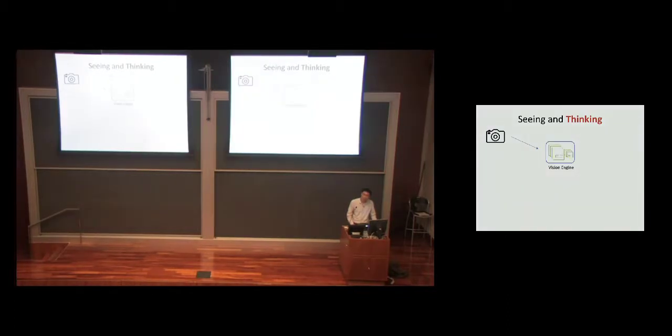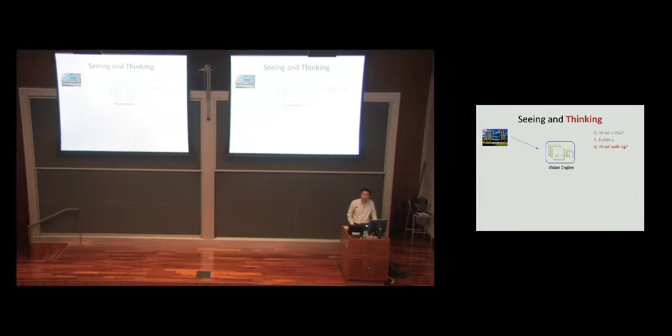So the reason I'm interested in thinking is that just having a vision module is not enough for building an intelligent system. Here's an example. We have this vision module that can take an input image, and I can ask it, what is this? If you take an off-the-shelf image classifier or detector, this is probably the answer you can get: a building.